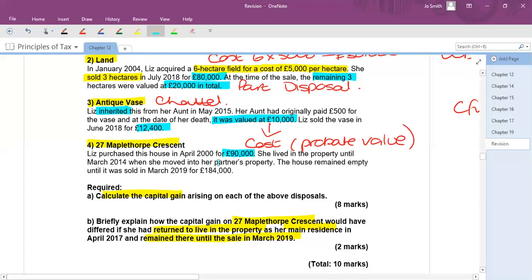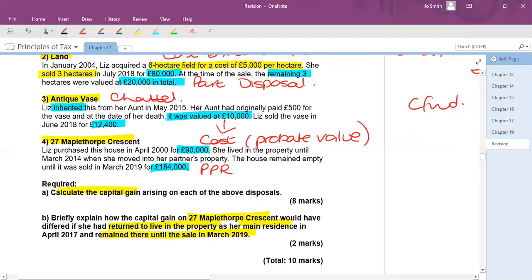She lives in the property till March 14, where she moves into a partner's property and she sells it for 194,000. Now, if it's a main residence for the whole period of ownership, then we just say the property is exempt. But as we can see here, she's lived in it until March 14 and then she's moved out. So we've got to think about that principal private residence relief to see what proportion is and isn't going to get chargeable. So we need to look at each of these in turn.